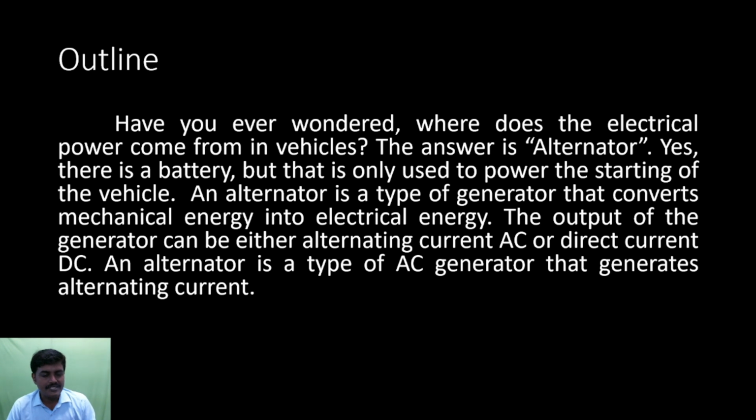The output of a generator can be either alternating current, AC, or direct current, DC. The alternator is a type of AC generator that generates only alternating current. In general, suppose we have a magnet with a north pole and a south pole. In between we have the coil, a current carrying conductor. One law is there that we often need to remember: Faraday's law of electromagnetic induction.